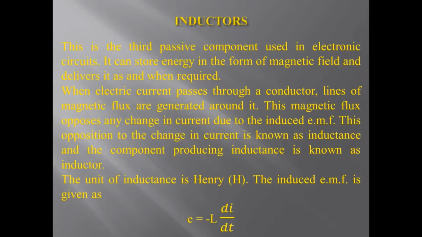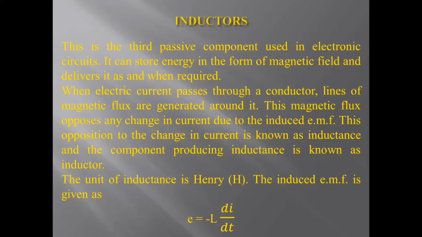When electric current passes through a conductor, lines of magnetic flux are generated around it. This magnetic flux opposes any change in current due to the induced EMF. This opposition to the change in current is known as inductance, and the component producing inductance is known as an inductor. The unit of inductance is Henry.